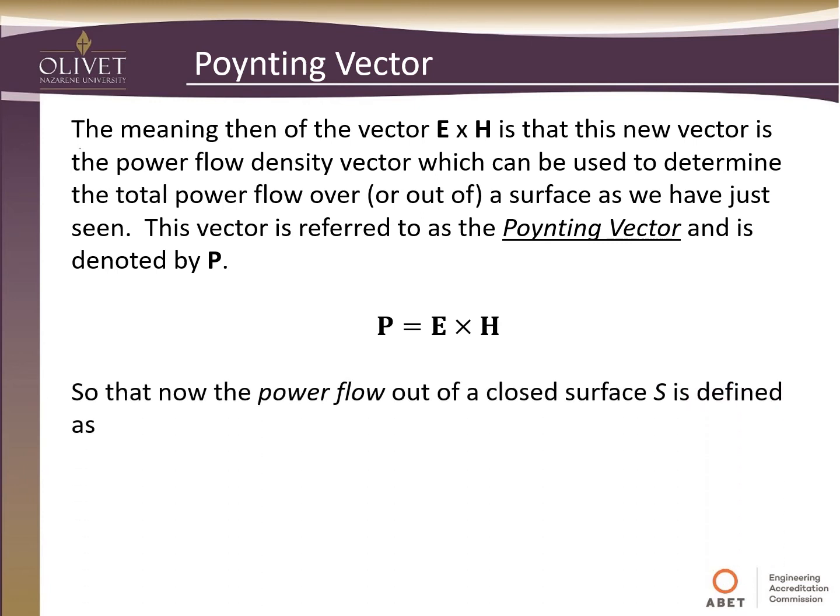So now the power flow out of this closed surface S we can say is defined as the integral over this closed surface of E cross H. So this is our power flow of our propagating electromagnetic wave. Very important.